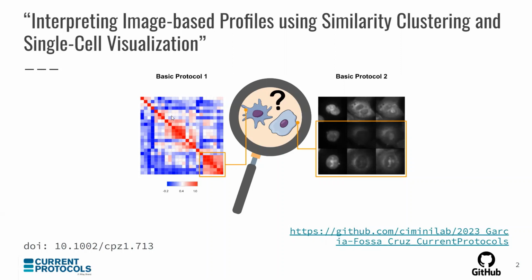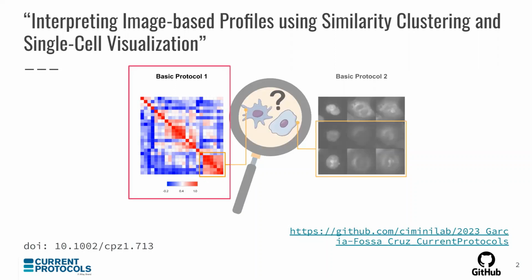The first one is using Morpheus, a web-based tool where you can explore similarity matrices, as well as a notebook on Google Colab where we import the data, process the data, and plot the single-cell visualization and the field of view visualization as well.